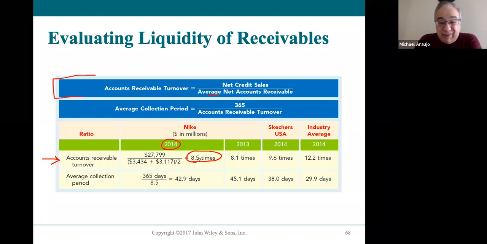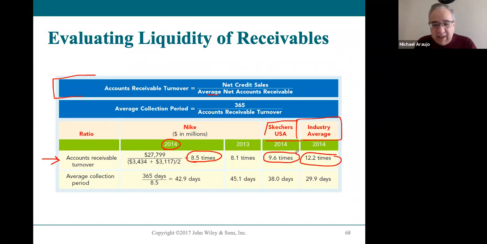Because you want to have collected that at least 12 times a year, which, as you see, the industry is able to do. The industry is collecting 12 times a year, which makes sense because they have a 30-day collection policy. They're hoping to collect their receivables every 30 days, which means 12 times a year. Well, Nike is well behind here. Okay. Skechers isn't doing that much better. Okay, they're a little bit better. So excuse the pun, they're running ahead of Nike here on their collection of receivables, 9.6 times, but still not up to that industry standard, 12 times.